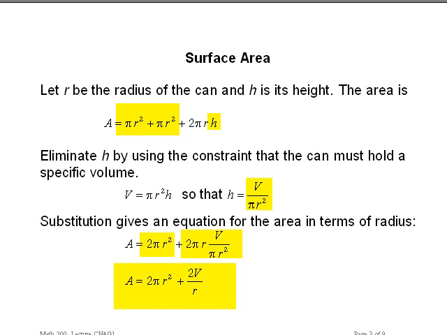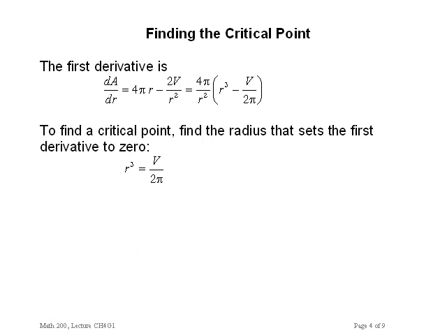Right. I want to choose the radius that minimizes the area of the can, and everything will fall out from there. The height will also be given because I've sort of folded the height into there, hidden it in a sense, because I'm using a specific volume. To find the critical point, we're going to look for places where the first derivative either doesn't exist or is 0. Those will be our critical points.